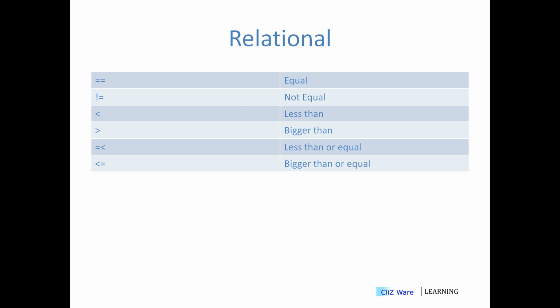Here are some of the relational operators. We have the equals sign, which stands for equal. We have not equal, less than, bigger than, less than or equal to, and bigger than or equal to. These are the basic ones. If you have the reference booklet, you can find them on page 3, where you have some description of these relational operators under the relational operator heading.